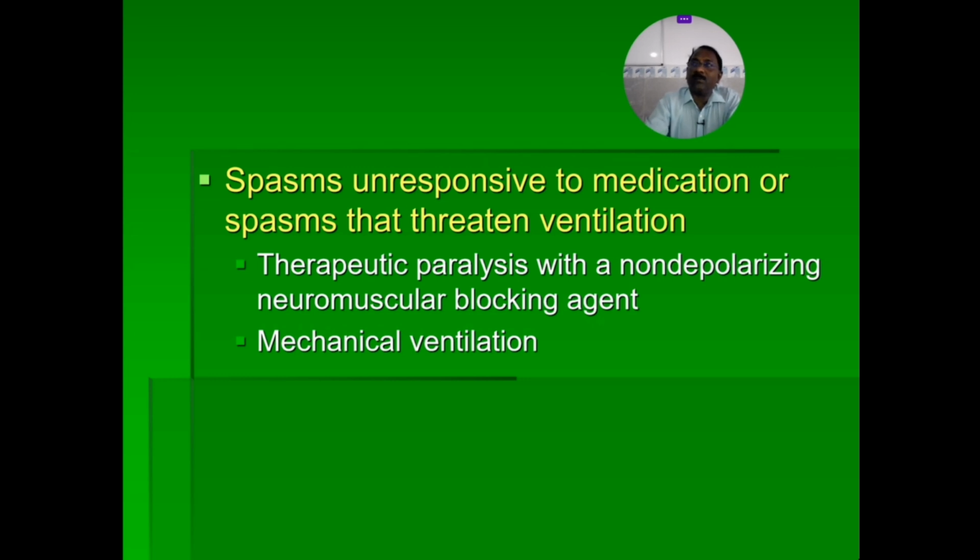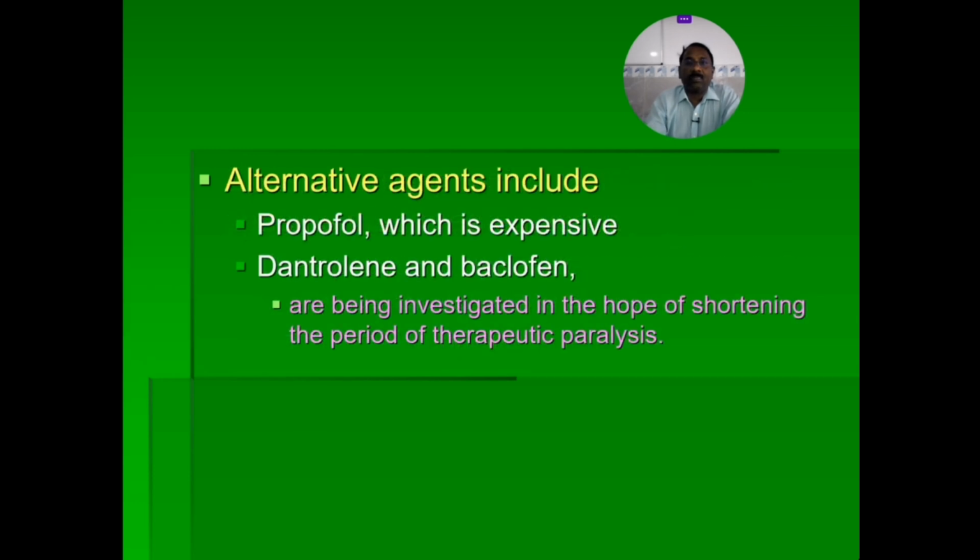For spasms that do not respond to medications and threaten ventilation, immediately use therapeutic paralysis with a non-depolarizing neuromuscular blocker and mechanical ventilation. Here we need the intensivist's help, especially the anesthetist's help. Alternative agents include propofol, which is expensive, and dantrolene and baclofen. Baclofen we often use in GERD also, and these agents are being investigated in the hope of shortening the period of therapeutic paralysis.